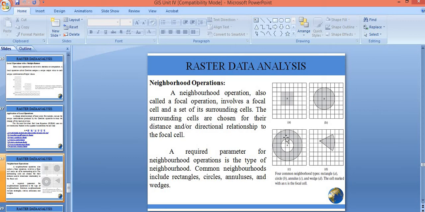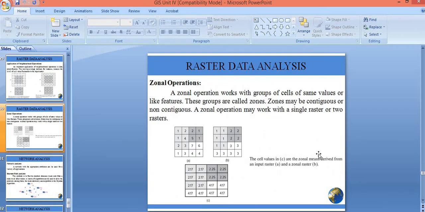Okay, the next comes your focal operation. Focal operation is nothing but, instead of referring to that particular cell, you will be referring to the nearby cells, the neighborhood cells. Whenever you are referring to the neighborhood cells, you can have different patterns. Like this, if you want to compute the value of this particular cell, you can refer to the nearby cells like this, or like this, or like this. So based on the application, you can refer to the nearby cells in different ways. Either you can refer to them as a rectangle or circle or annulus or wedges. So this is what is referred to as focal operation or neighborhood operation.